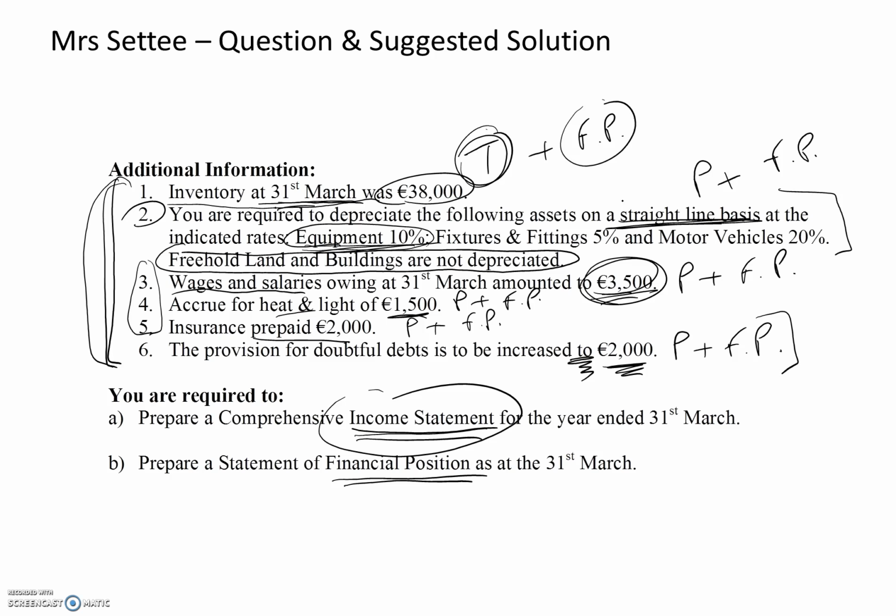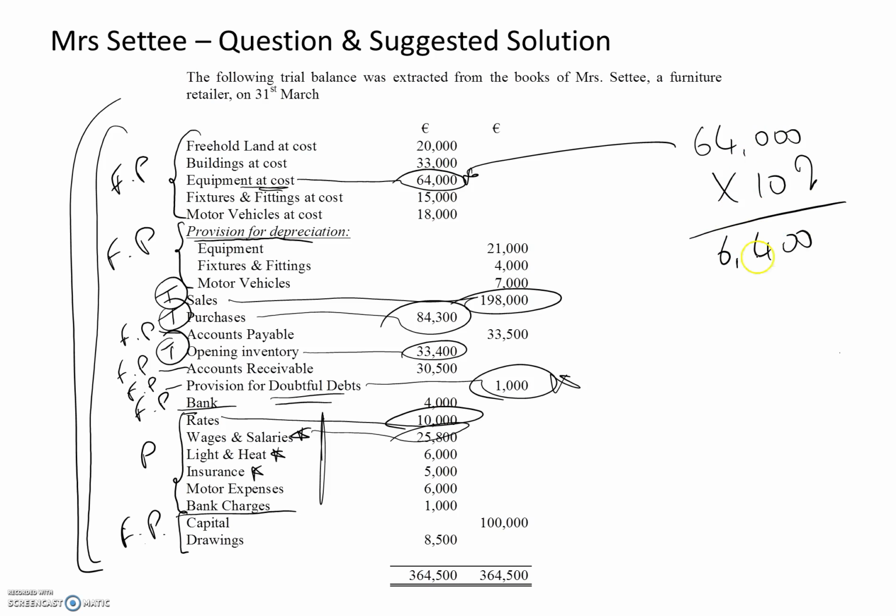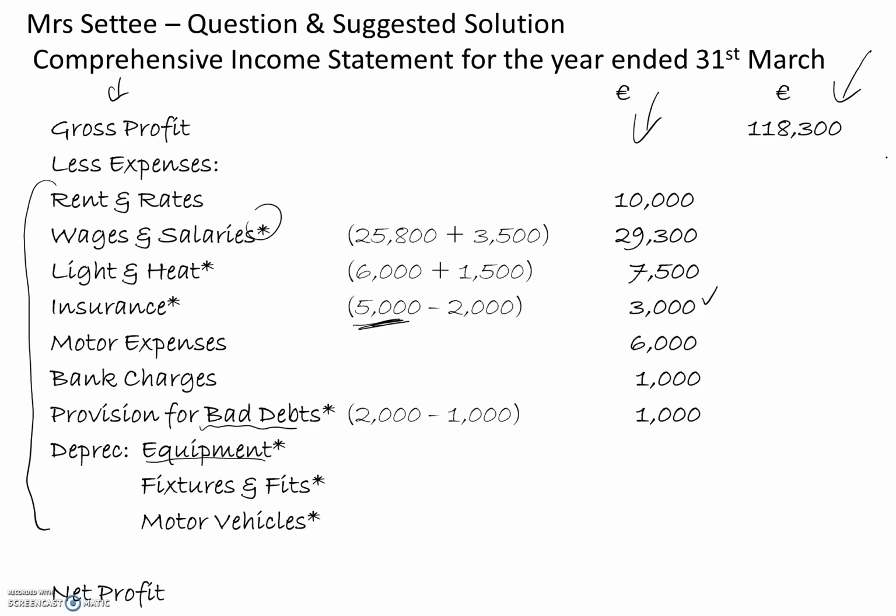So the thing to do now is find out what is the original cost. So if I just go back to the trial balance, there's the equipment, and actually it says equipment at cost, 64,000. So that's the figure I'm looking for. So that's going to be 64,000 at 10%. That's 6,400. So 6,400 is the depreciation charge for this year. So I'm going to put that in. There it is there.